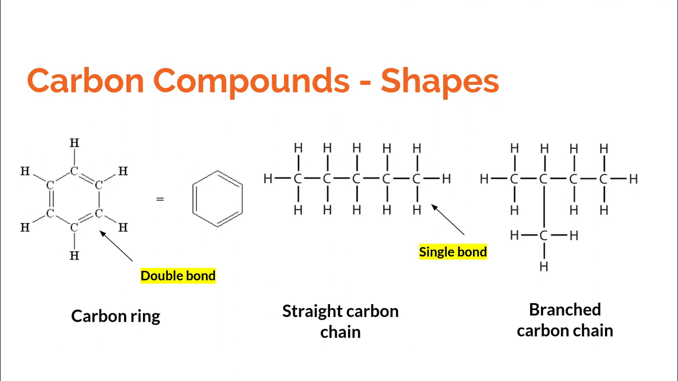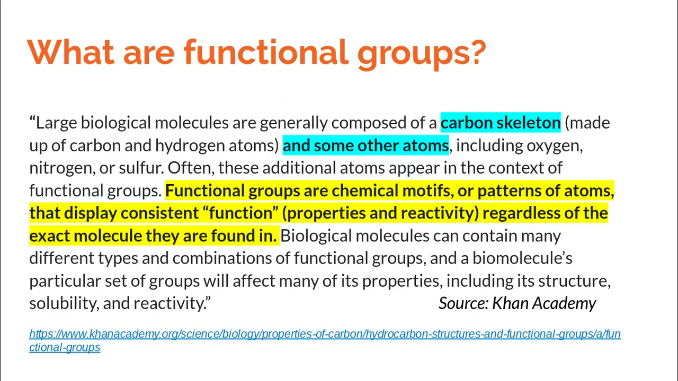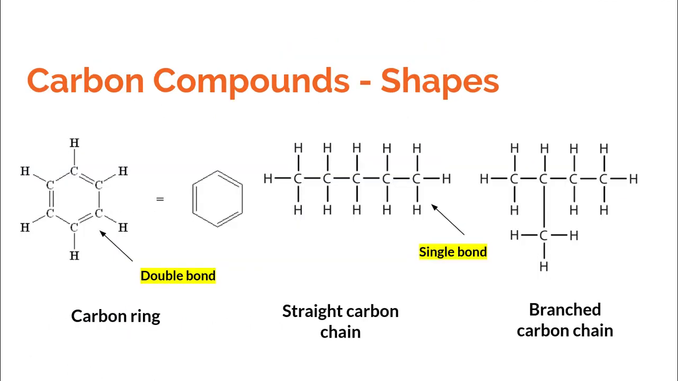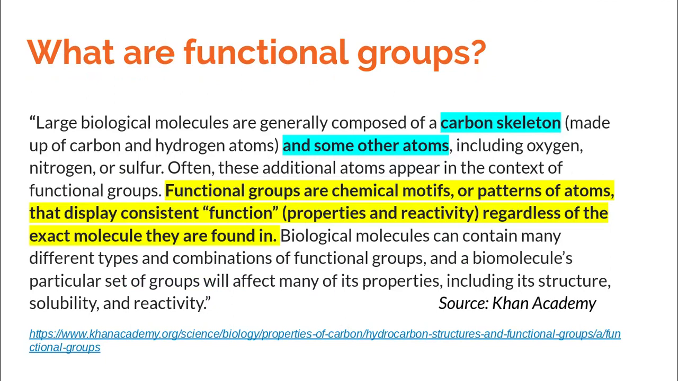So again, carbon compounds can come in a few different shapes: rings, straight chains, and a branched carbon chain. Think of a tree. All right, in these carbon molecules, you don't only find carbon and hydrogen, although that is mostly what I'm showing you here. There are some other atoms like nitrogen, sulfur, phosphorus that we can see in these atoms as well.